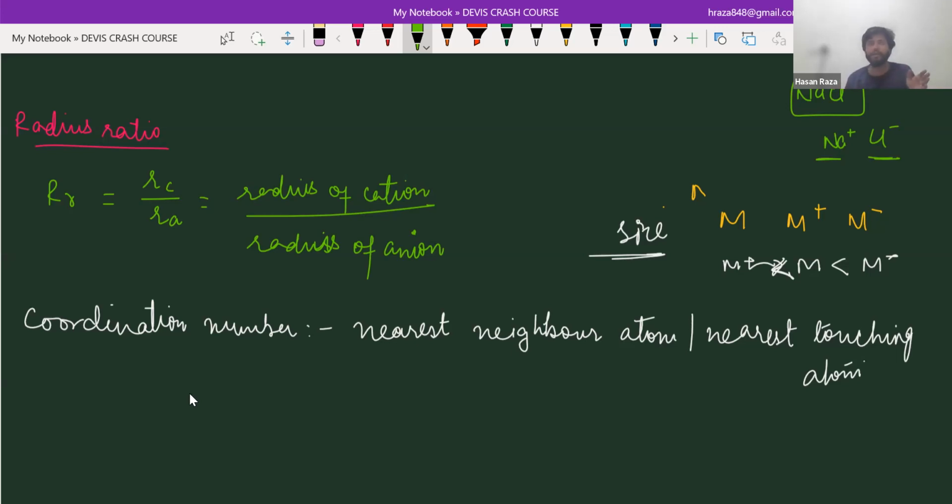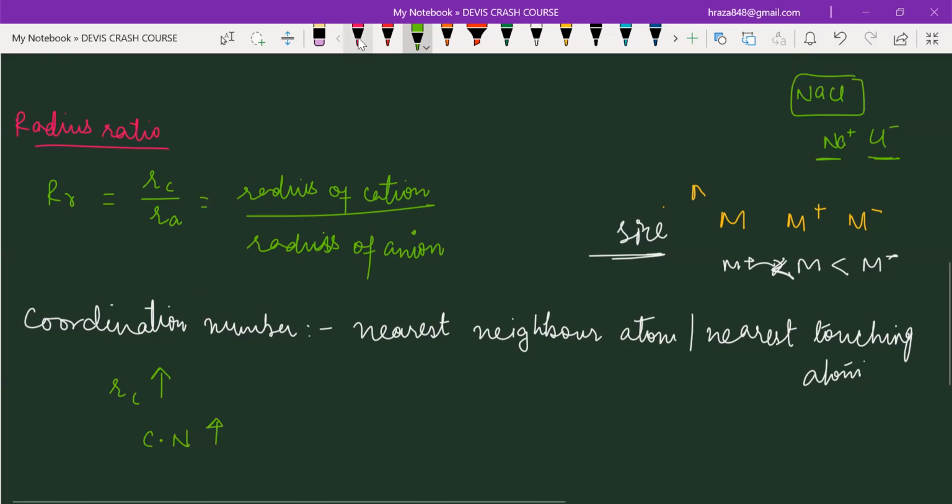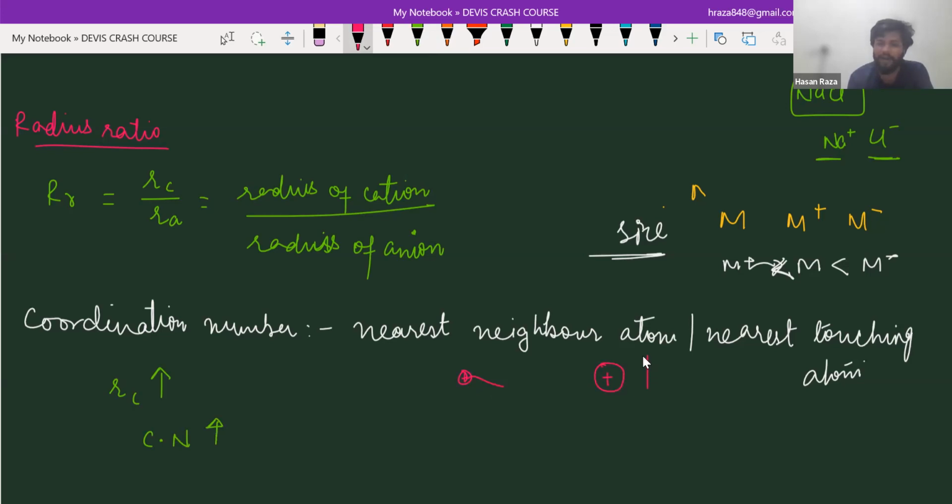And you have studied potential energy in electrostatics, right? Physics. So basically, if the radius of cation is increasing, that means the coordination number increases. That's simple. Like if you have a small cation and a large cation, the larger one will have a higher coordination number as compared to the smaller one.